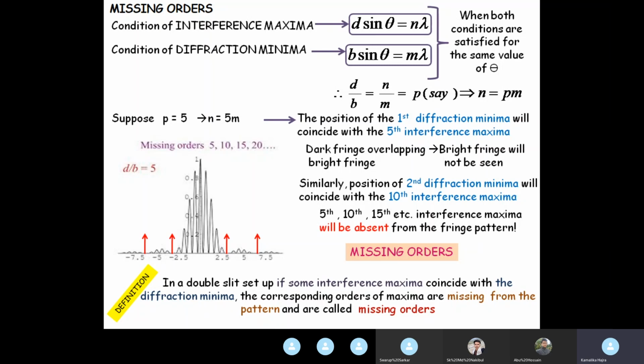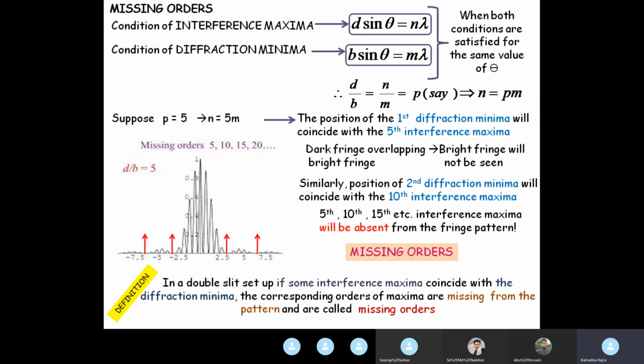And remember, when you are given missing order, problems are very, very common in your exam. So when you are given a problem, it may read like this. A double slit setup is made with slit width, say 1 millimeter, and opaque space 3 millimeters. What are the positions of the missing orders?